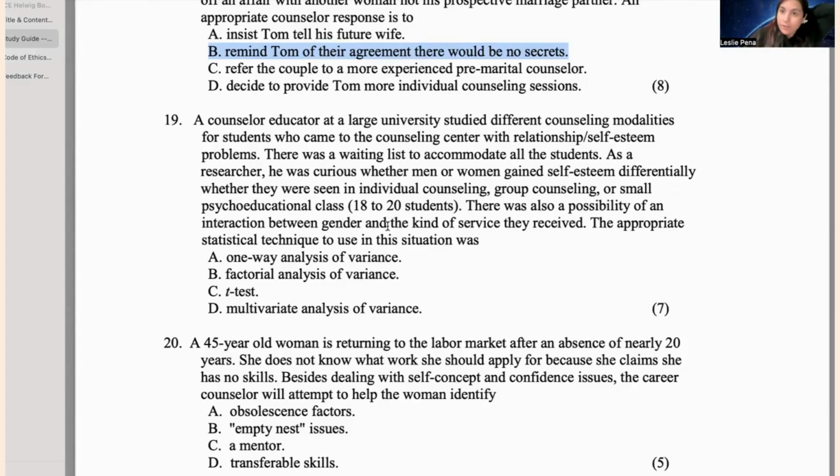For this one, you're trying to test several different factors to see how they affect something else. So because you have multiple factors, this is a factorial analysis of variance, making the answer B.